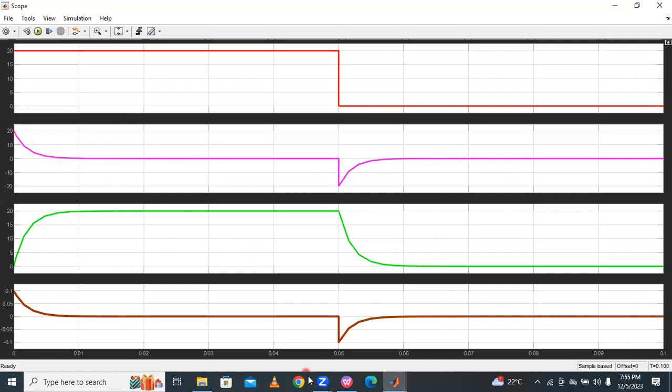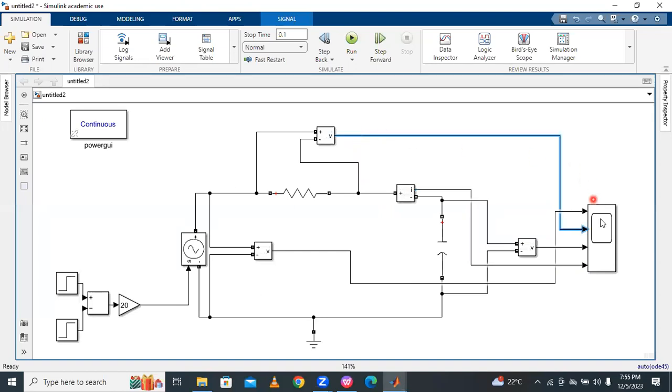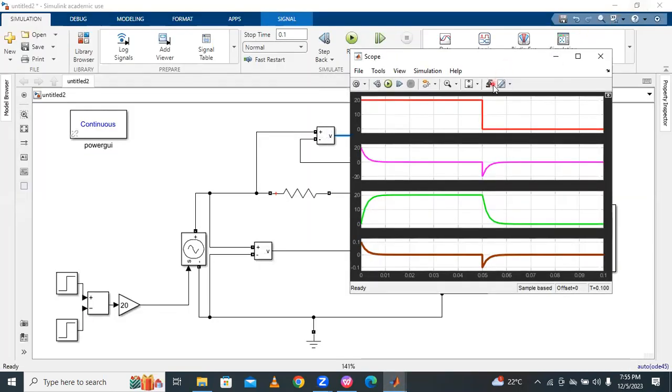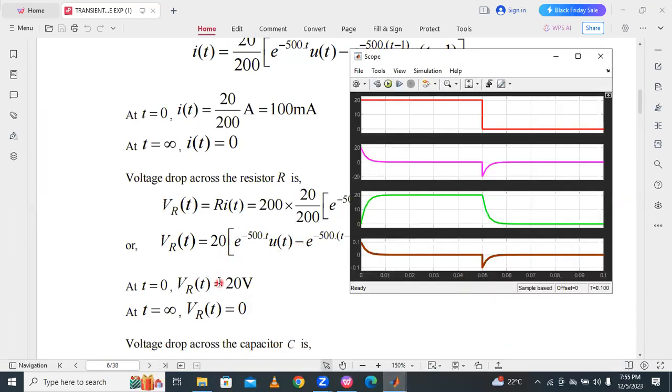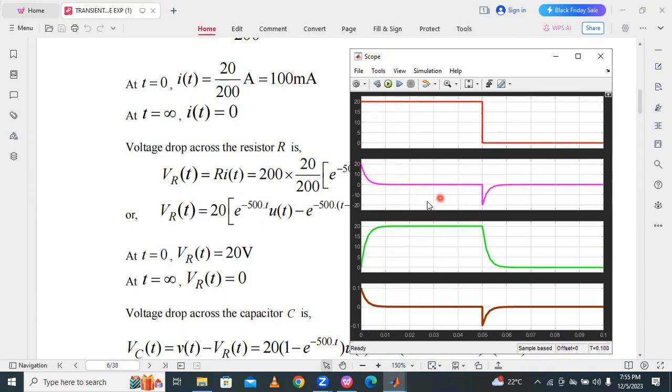From 20 volts onwards, so what is that voltage across the resistor? Voltage across the resistor, that is the second plot. Okay, voltage across the resistor. Here 20 volts. The second one starts at 20 volts, and from 20 volts onwards it is decreasing. At t is equal to infinity, that is at steady state time, the voltage drop is equal to 0. Like this, the voltage is changing, decreasing exponentially from 20.